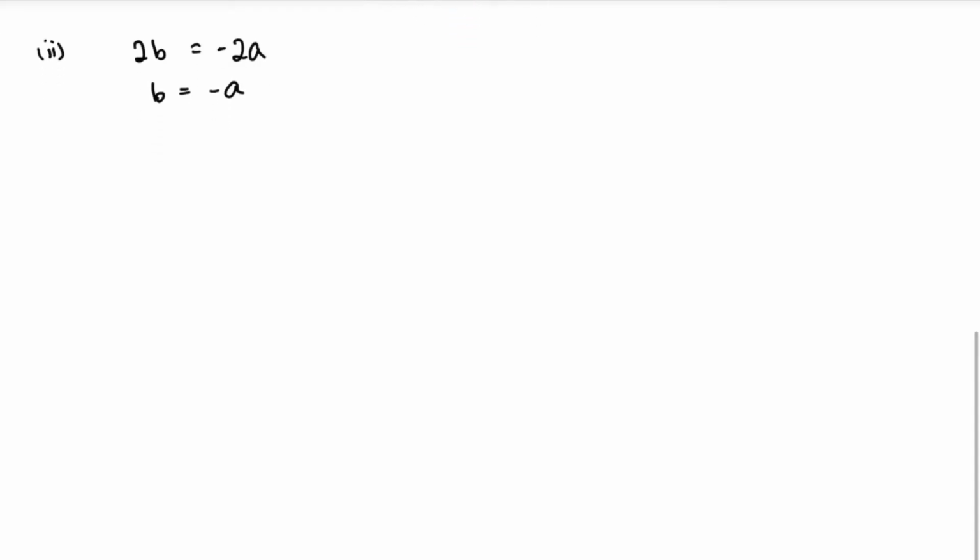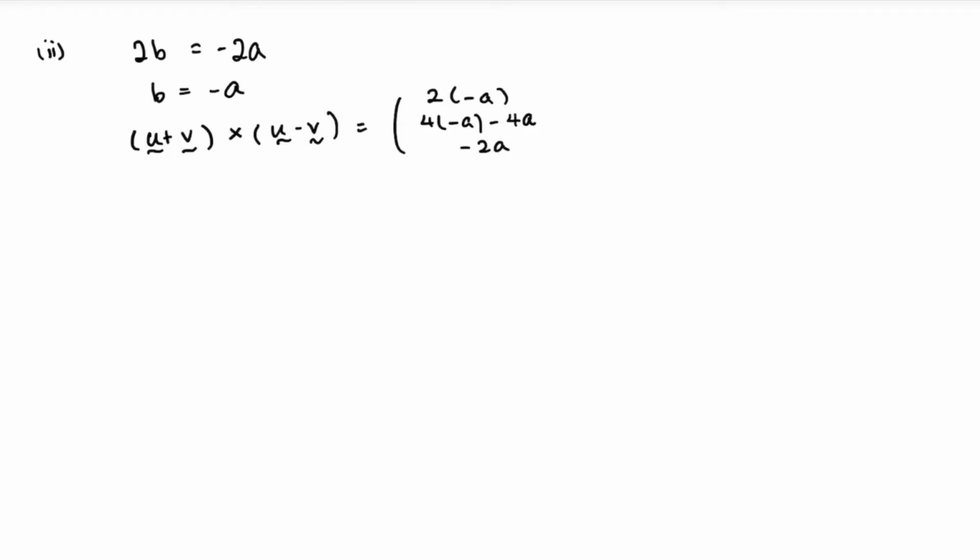So you have got (u + v) × (u - v), which we have already found. So we just need to substitute the b out, right? You want to be left with a only. So you would have 2 times -a, 4 times -a, -4a, and -2a at the bottom. This would be left with -2a and then -8a and -2a. Right, so this is going to be what we are going to be working with, because we only want it in terms of a. So now we know that this whole thing is actually going to be a unit vector, meaning to say that you take the modulus of this whole answer, which is (u + v) × (u - v), and it will just give you 1.